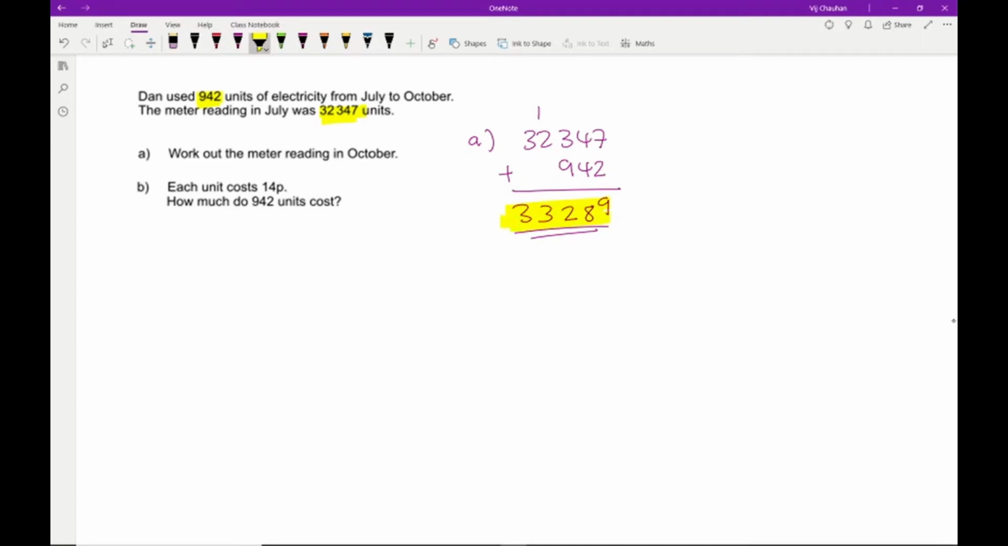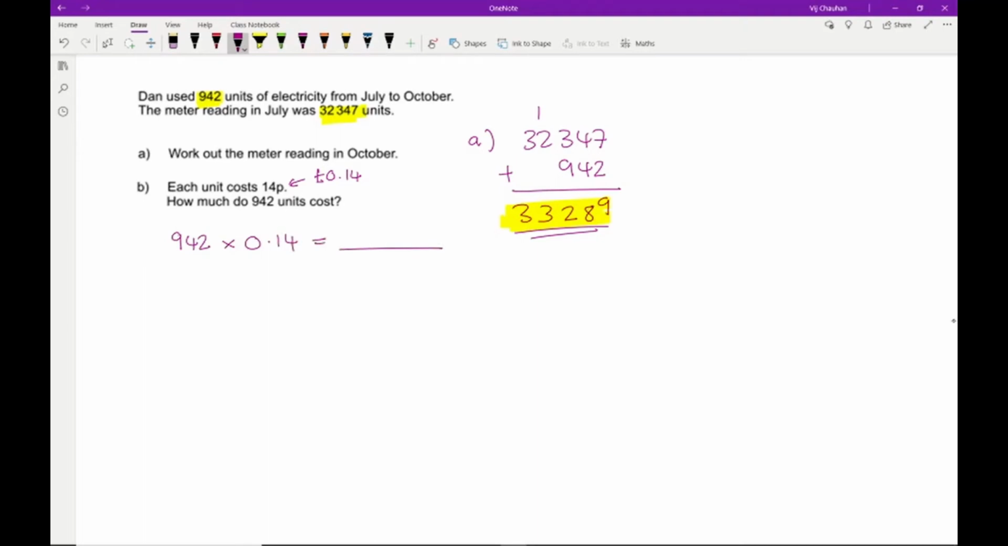Now it says each unit costs 14 pence. How much do 942 units cost? This is the danger. Usually when you're working with money, I always recommend working in pounds, so we could convert 14 pence into 0.14, because more often than not the units are most likely going to be in pounds. However, we're given it in pence. If this was a calculator question, I would just do the number of units times 0.14 and we'll get the answer.